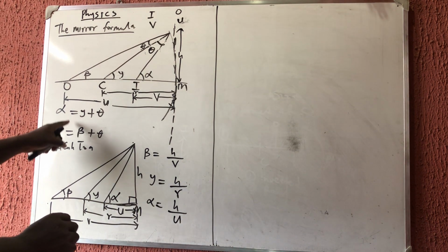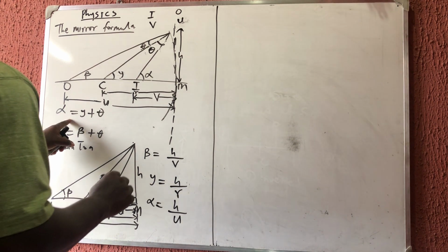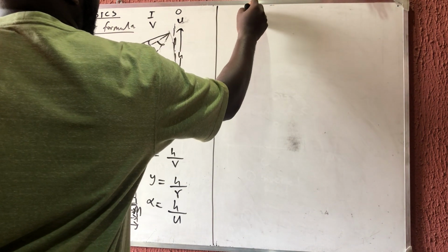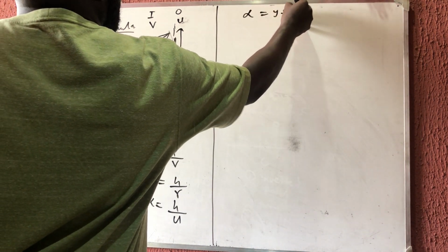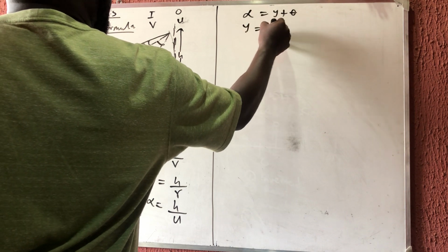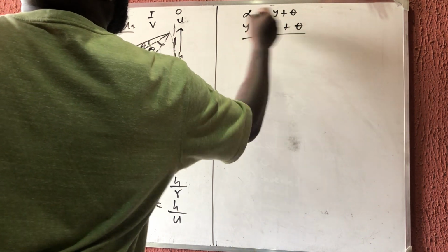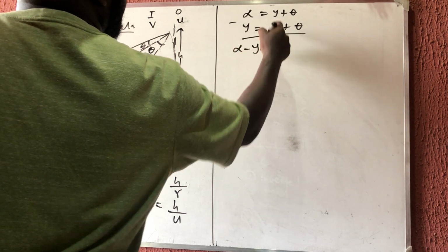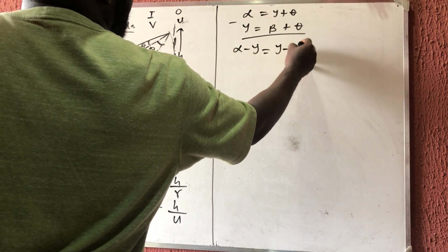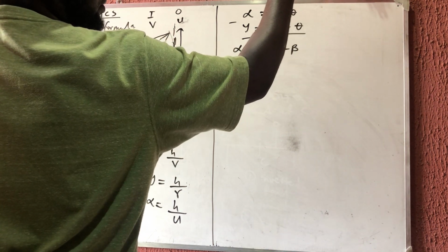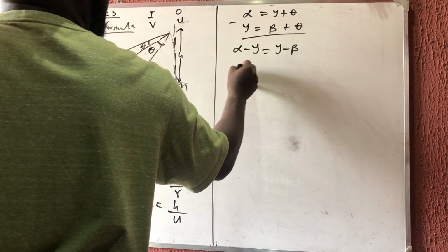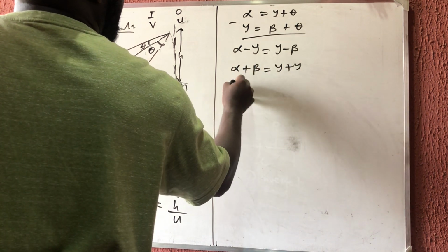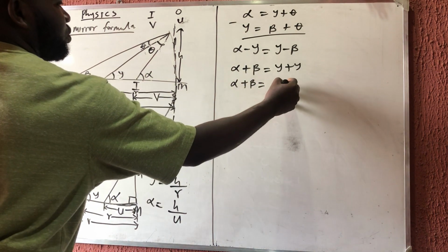Now let us do the elimination method. Let us eliminate theta. We don't need this theta. I have that my alpha is equal to Y plus theta, and my Y is equal to beta plus theta. So let us subtract this minus this. I'm going to have alpha minus Y is equal to Y minus beta. This and this is gone. Now let me collect like terms: alpha plus beta is equal to Y plus Y, so alpha plus beta is equal to 2Y.